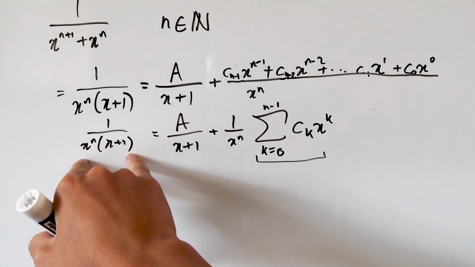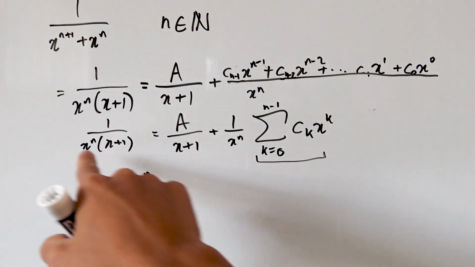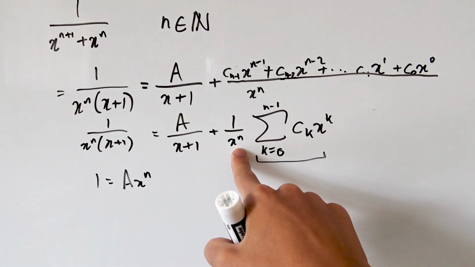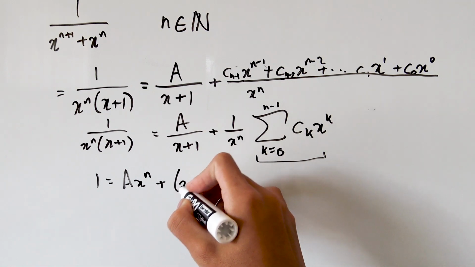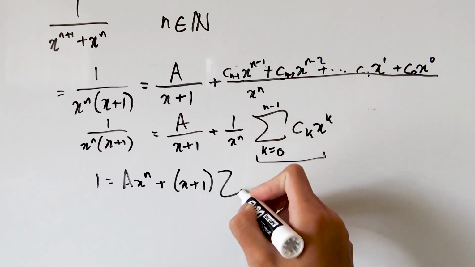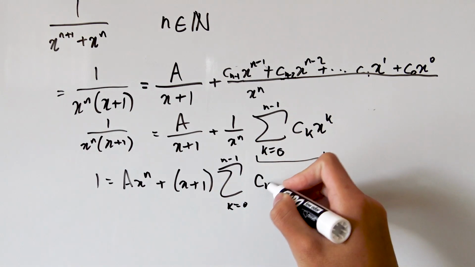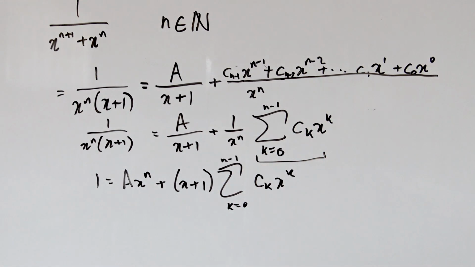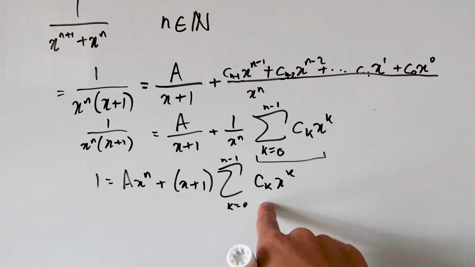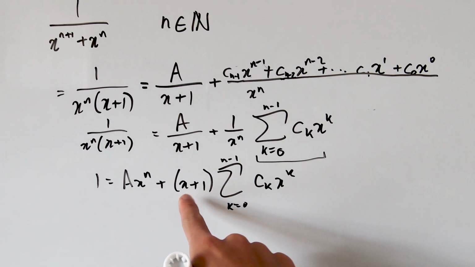And if we do the same thing, multiplying this over to here, well, our x to the n will cancel out with this x to the n, leaving us with x plus 1 multiplied by this sum here running from k equals 0 to n minus 1 of ck x to the k. And now what we can do is distribute this sum into this x and this 1.